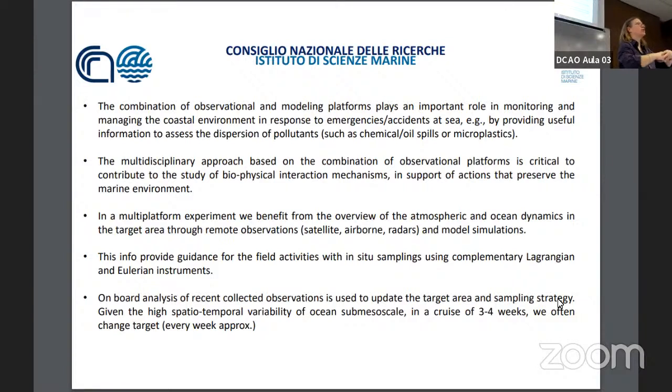Generally, in multi-platform experiments, we initially benefit and rely on remote observation of the atmosphere and the ocean dynamics of the area we want to target. And this information provides guidance to plan the activity and to plan the in situ sampling that we do with Lagrangian and Eulerian measurements. And generally, during the experiment itself, we start processing all these data, remote and in situ, in order to have a better idea of the target and focus on a very specific area to resolve the process that we are interested in. Generally, given the variability of the mesoscale and submesoscale features, in a typical sea campaign of 3-4 weeks, we change the target every week or so.